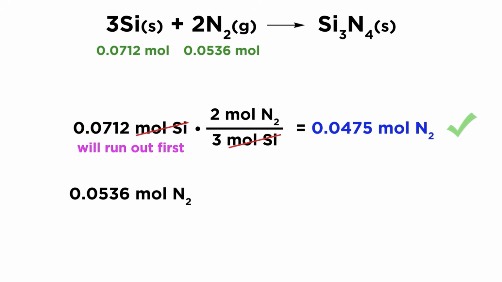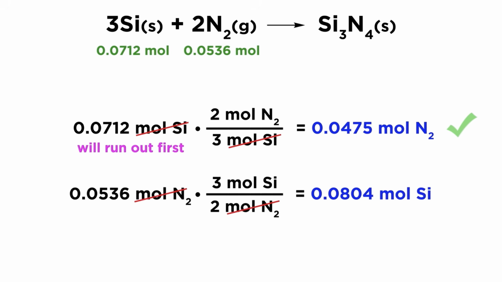To be thorough, let's do the same for nitrogen. Again, we multiply by the stoichiometric ratio, being careful to put silicon on top and nitrogen on the bottom, and we get this many moles of silicon that would be required. As expected, we do not have enough, which means the silicon would run out before the nitrogen completely reacts. And again, we conclude that it is the limiting reagent, while nitrogen is the reagent in excess.